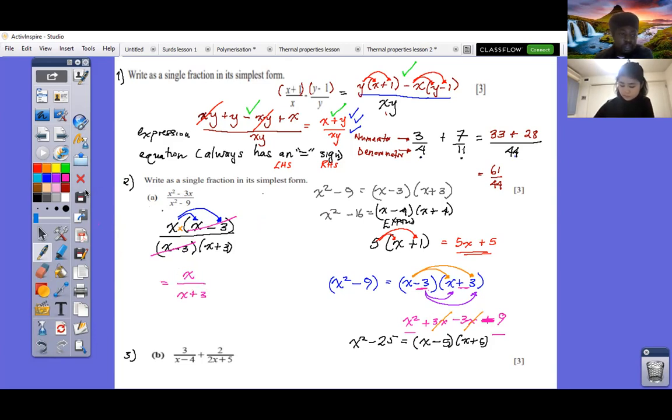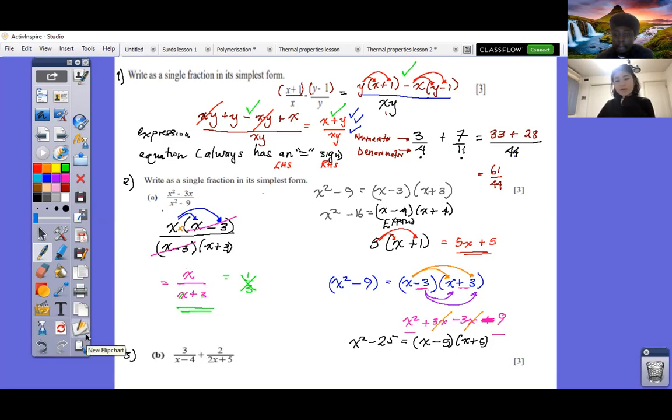Now do not cancel these two x's out, please, because this x is being added to something else. So do not cross out these and say my answer is therefore 1 over 3. That would be incorrect. So once you get there, that is it. You can't do any more, and you stop at that place.